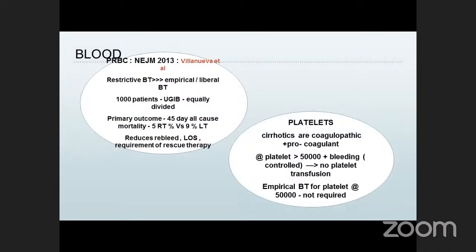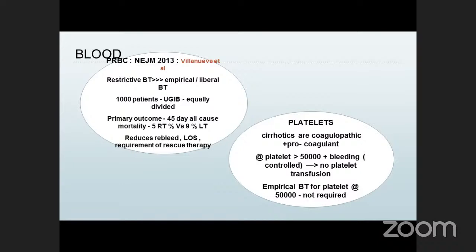So blood, the PRBC transfusion, as per the Villanueva et al. study, it has advised that always. The study has been conducted amongst 1,000 patients of upper GI bleed, and it has been divided equally. The primary outcome was 45-day all-cause mortality, and in the restrictive blood transfusion, they have kept a threshold of 7 gram per deciliter as a threshold for blood transfusion, whereas in empirical or liberal blood transfusion, they kept a threshold of 10 gram per deciliter.